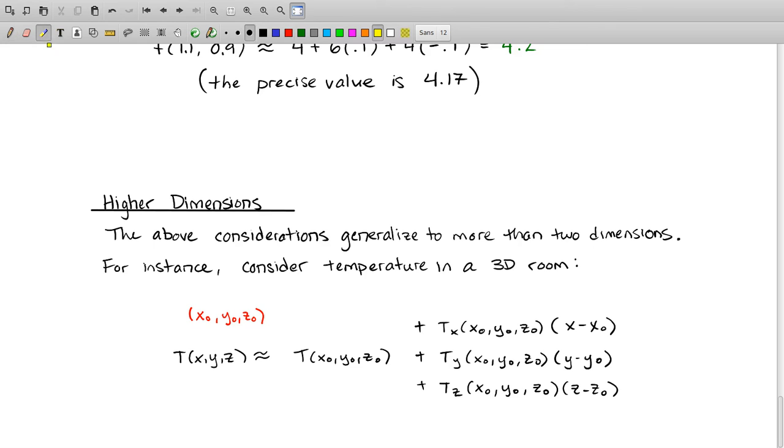then the Taylor series representation or linearization of that function would be the constant term, T of x naught, y naught, z naught, and then 1 derivative term for each of the 3 variable directions, which together constitute the linear terms. The derivative with respect to x times x minus x naught, plus the derivative with respect to y times y minus y naught, plus the derivative with respect to z times z minus z naught. And so on. You could do this with 4 variables. You'd have 4 terms, and so on.